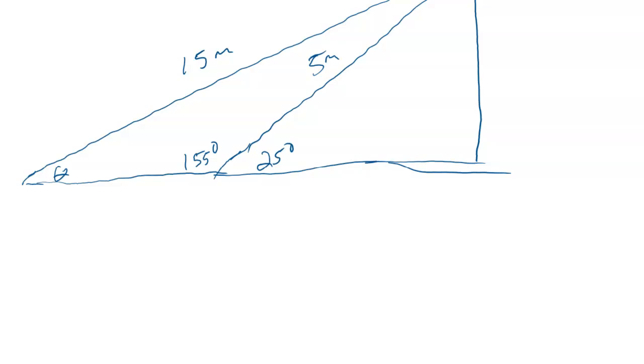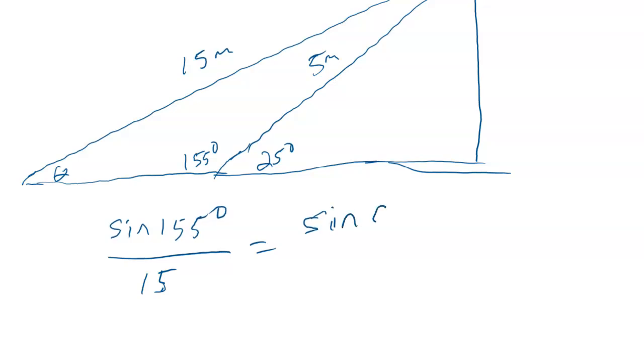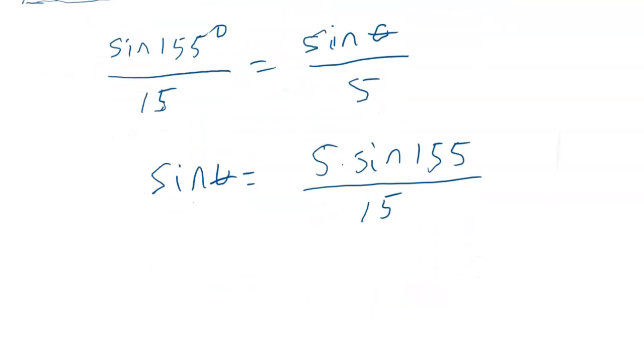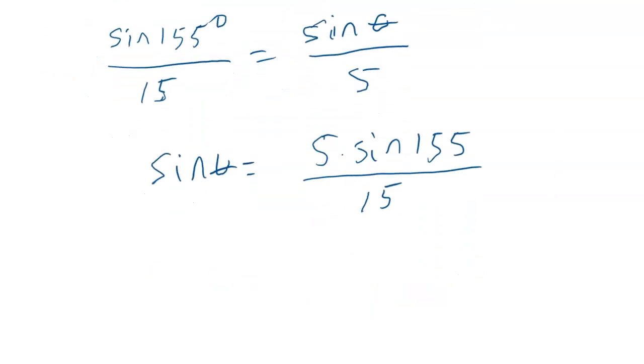But this will make a good example. Here, I'll show you. So then we're going to say sine of 155 degrees over 15 is equal to sine of theta over 5. And then we just solve for sine of theta. So sine of theta is equal to 5 times sine of 155 over 15. And then do inverse. And we get an answer.